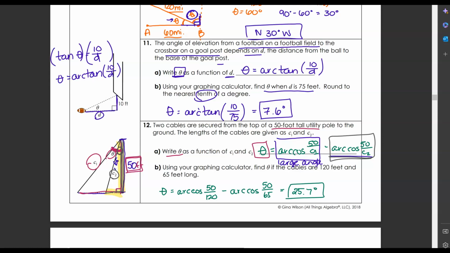Now, using the graphing calculator, we're going to use the Desmos calculator. If you don't have a graphing or scientific calculator, we want to find theta if the larger cable is 120 feet, and then we have 65 feet. So our c2 is going to be 65, and our c1 is going to be 120. And so we see here is our equation. So when you plug that in, you should get an angle of 25.7 degrees. All right, hopefully all of this is coming together. That's the end of this video.